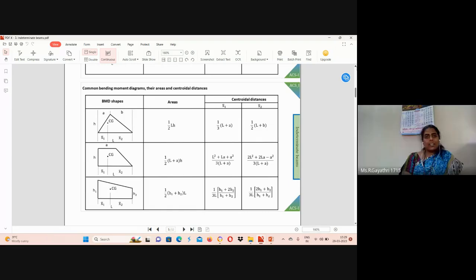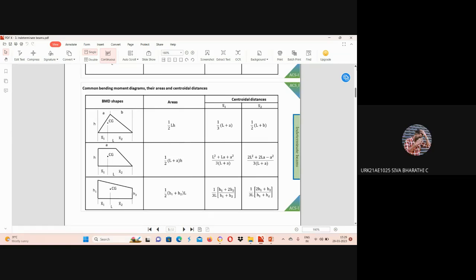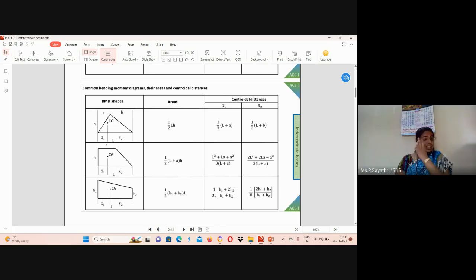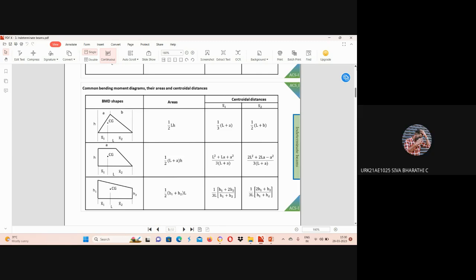See, x1 bar and x2 bar we will consider from left and right respectively. We won't bother about longer or shorter side. So x2 bar will be 1 by 2 of L plus B. But the shape is opposite now, ma'am. When we draw the moment diagram now, the shape looks different. The x1 bar means from the left side, right? Yes, ma'am, but that's a shorter side now.